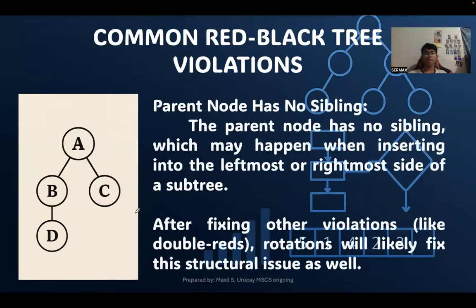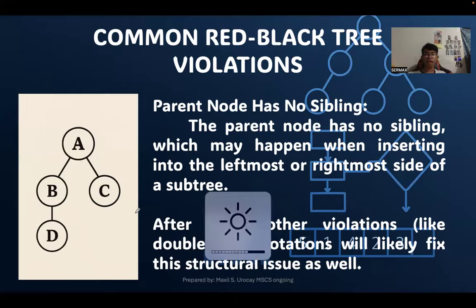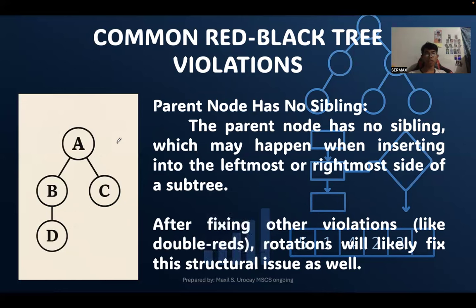Now, the parent node has no sibling, which may happen when inserting into the leftmost or rightmost side of a subtree. So if the parent node has no sibling, we will begin to do the rotation. It could be a zigzag rotation or a zig rotation. So if there's no C here, then what we can observe is this is red, and this is red, and this is black. What can we do? We will deal with the rotation.